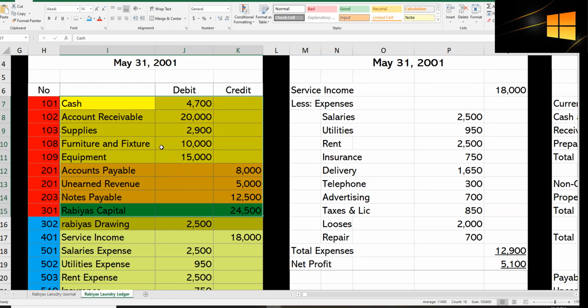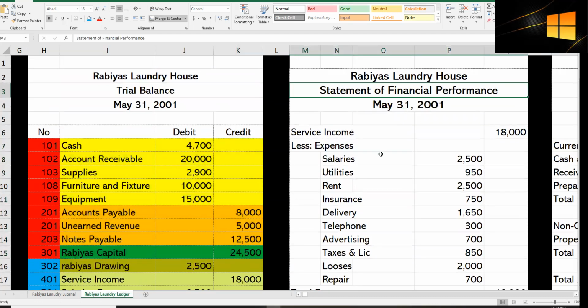First, our statement of financial performance. As you can see, guys, this is going to be our format. There is always a heading, then the statement, then the date, the period of coverage. Sir, the date is only up to May 30. Don't worry. If the transaction dates only go up to May 30, the date should be May 31. Why? Because it is at the end of the accounting period.